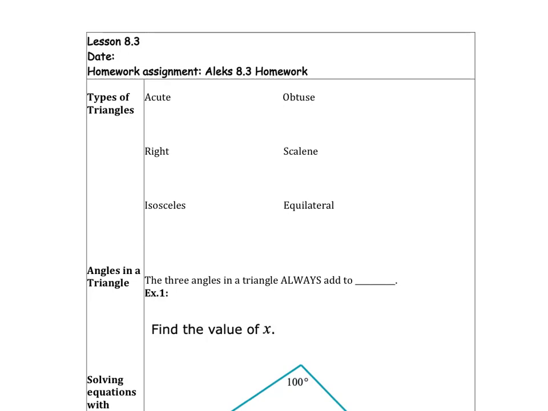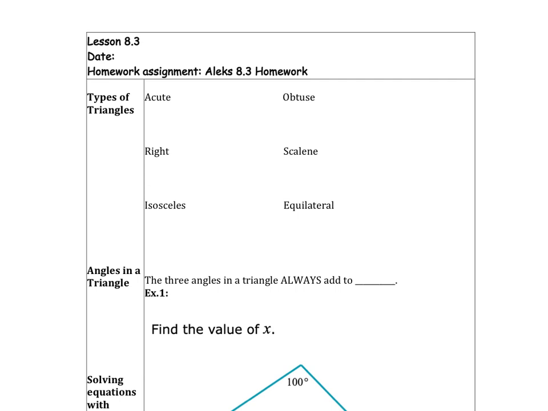Okay, guys, so we're going to do some stuff about triangles. I'm pretty sure you all know these things. When we talk about the types of triangles, the question is going to be, do you know what an acute, a right, an obtuse, a scalene, an isosceles, or an equilateral triangle is? One thing you can do is Google it and find out what these are. I'm going to give you a couple hints.